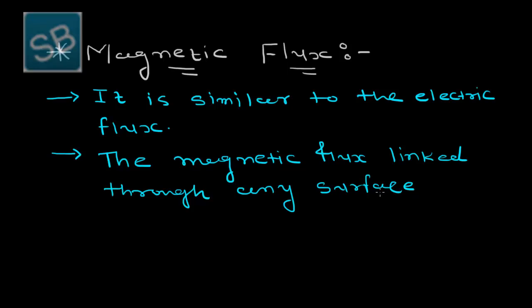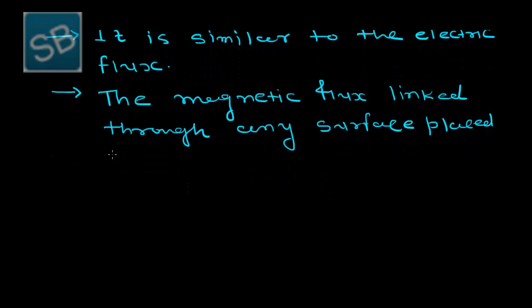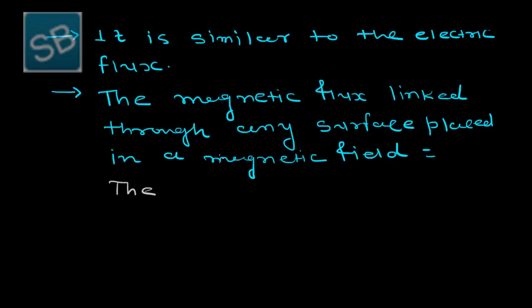In a magnetic field, the surface should be placed in a magnetic field, then the magnetic flux is the number of magnetic field lines. So this is the actual concept which you should have to remember.